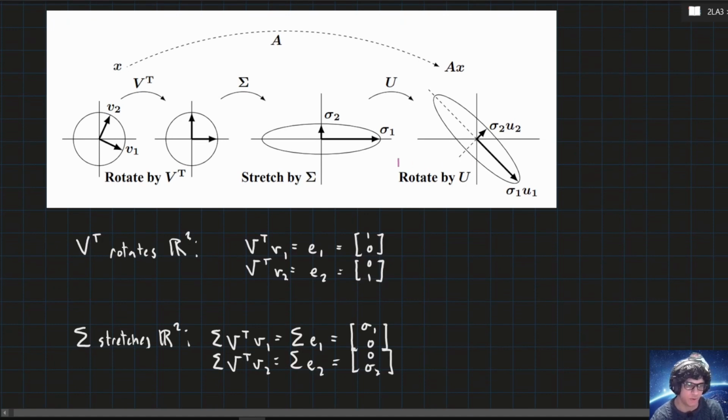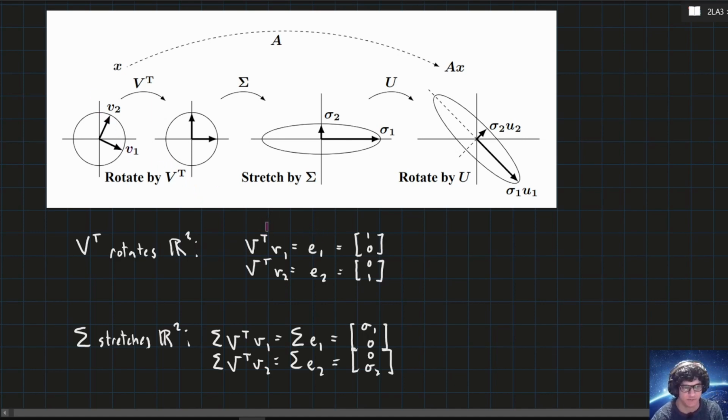Okay, so this is what we're going to do. We're going to draw the unit circle in R2 here, and we're also going to label V1 and V2, those left singular vectors. Okay, so the first effect is that we multiply by V transpose. So this is going to be a rotation of the space, right? So let's see what it does to V1 and V2.